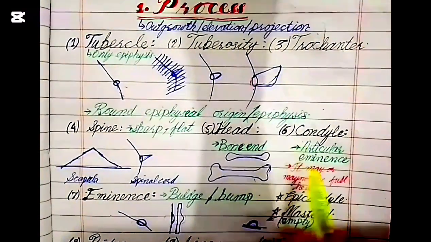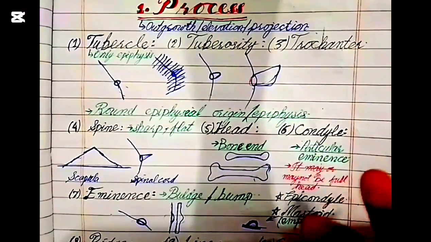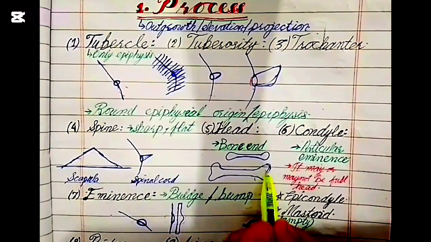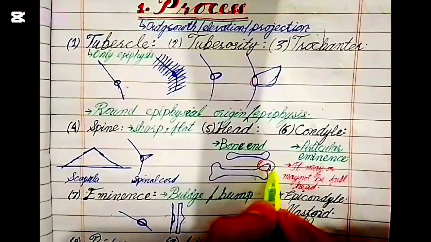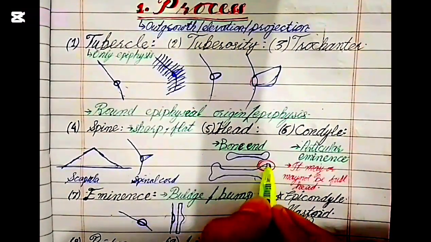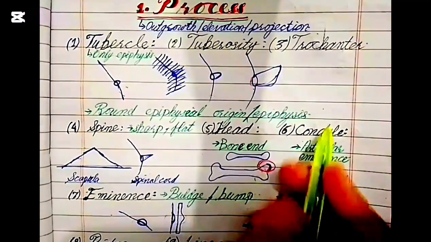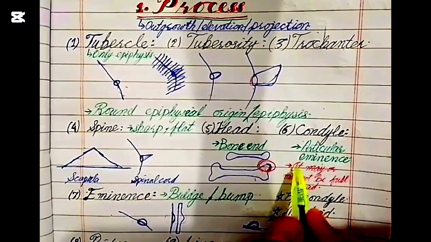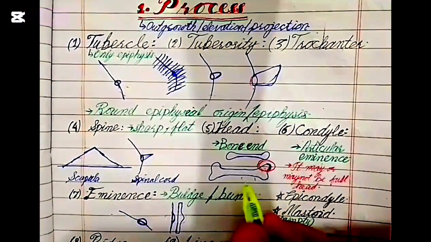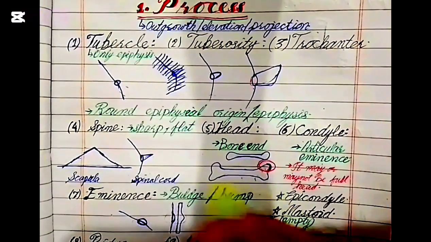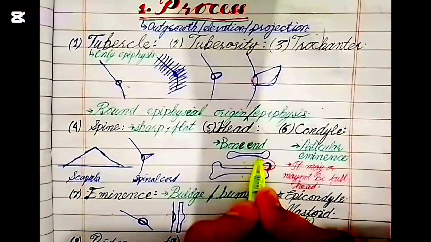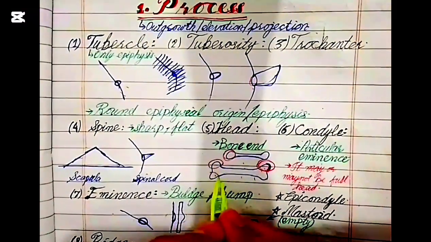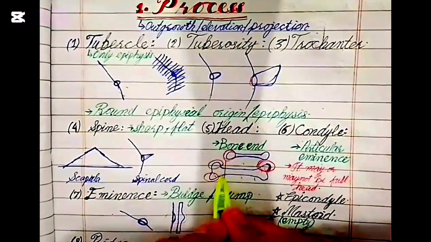So condyle. What is condyle? Condyle is the articular eminence. When we look at the end of the bone, there is an articular surface here, and this is the eminence. So the articular eminence is known as condyle. We can also say that in some bones condyle may be equal to head, or condyle may be a part of head. As we look at this bone, the condyle and head are the same, but in this bone there are two condyles, and this whole thing is the head.